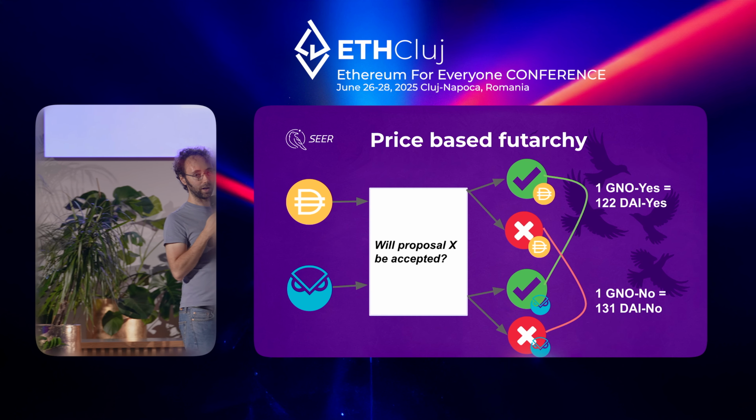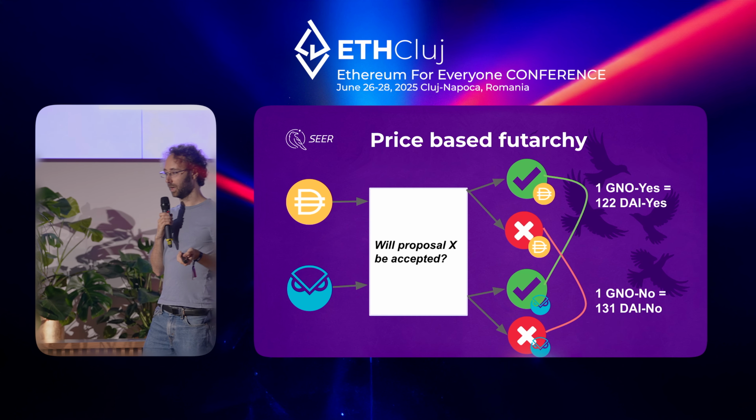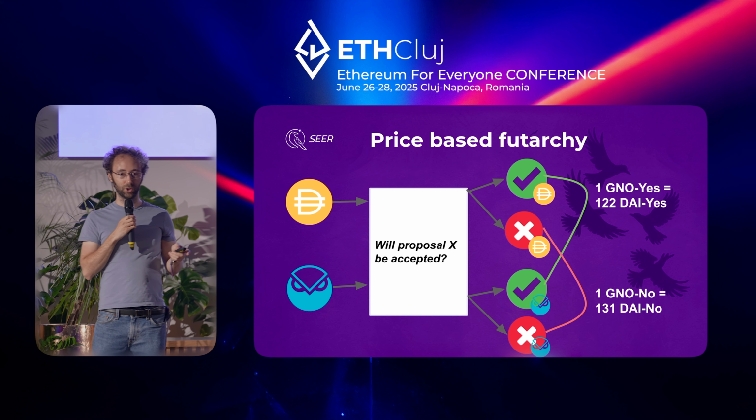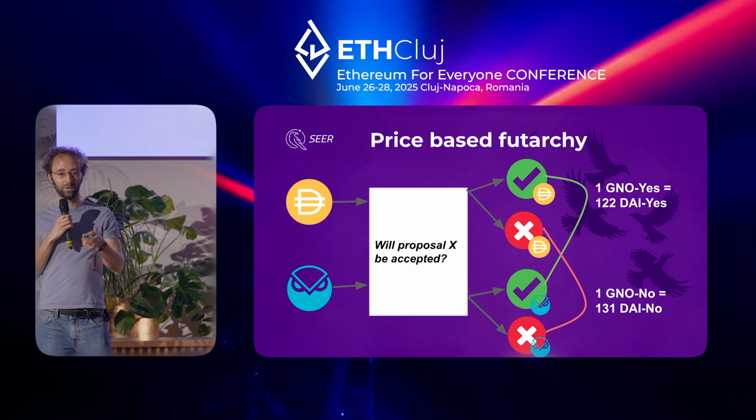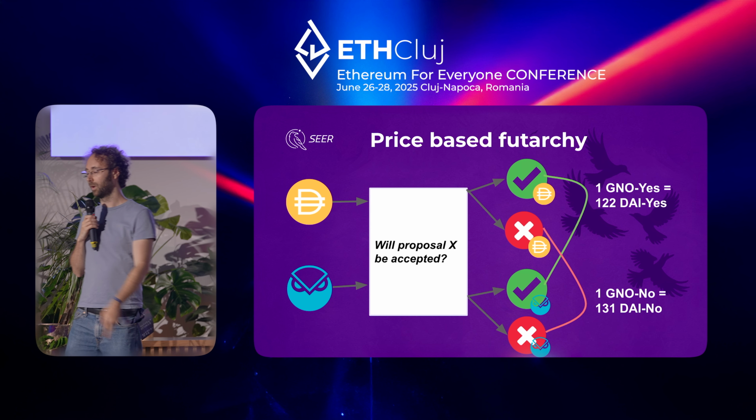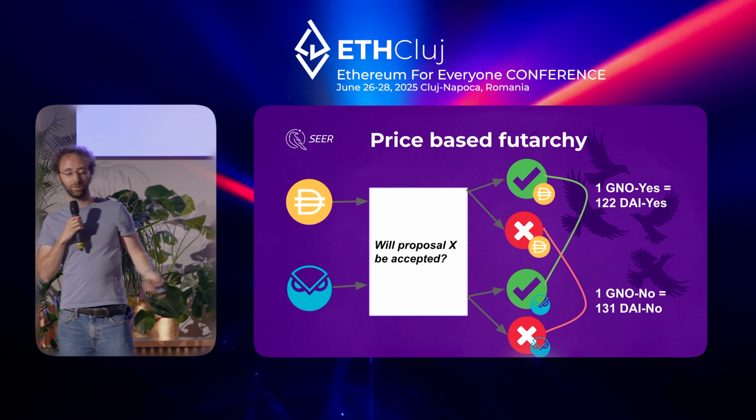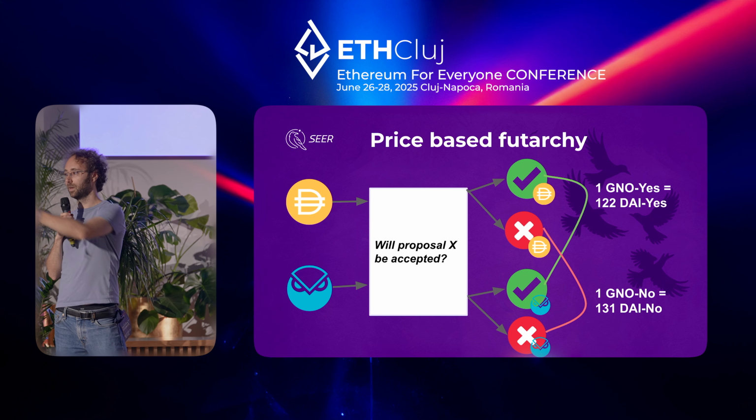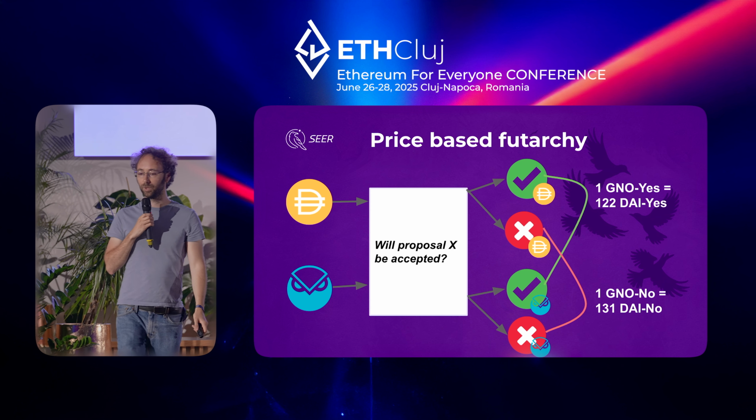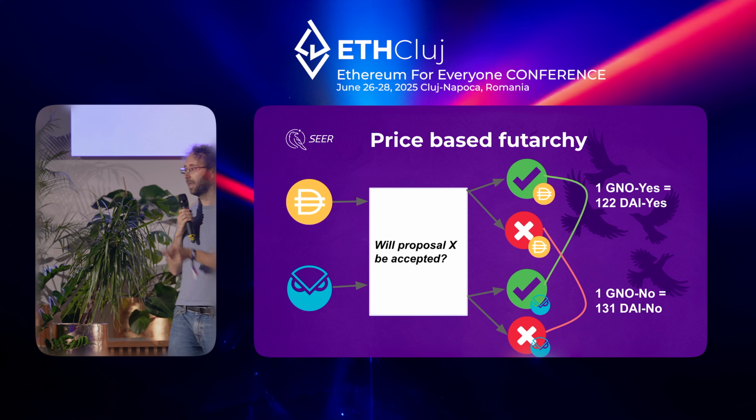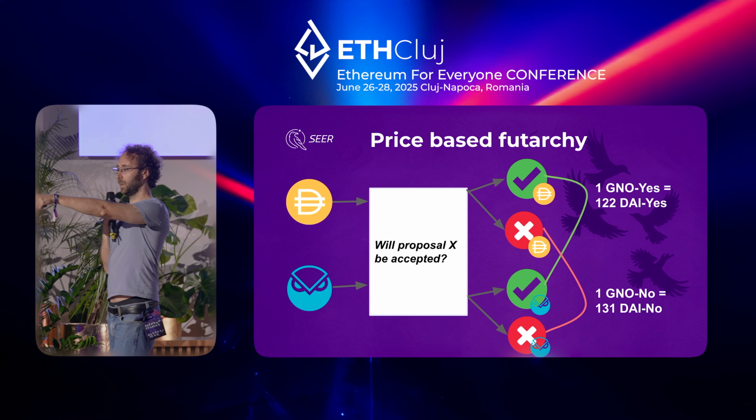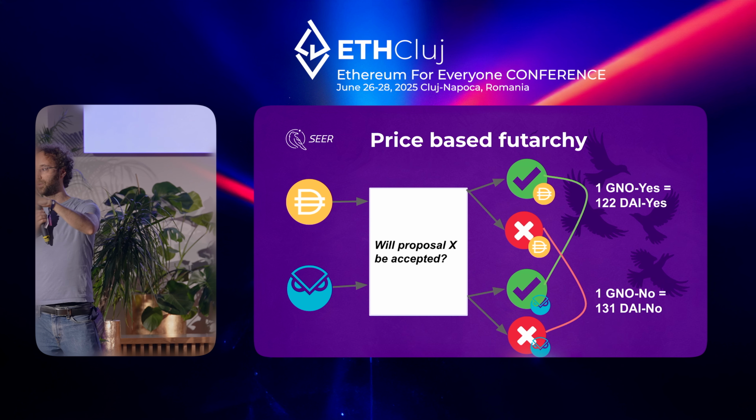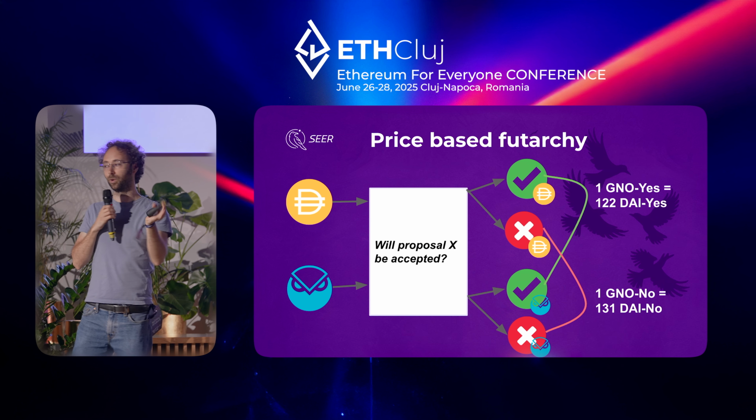Another way of doing Futarchy is what I would call price-based Futarchy. So here we have 2 tokens. You have one token which is relative to the project that you want to make a decision for. So in this case, you have the GNO token if you have to make decisions for Gnosis. We have a token that we will call the reference asset. Here it's DAI, which is more or less $1. And now we can ask people to trade in the child universe of the proposal passing or not passing. So how do we do that?